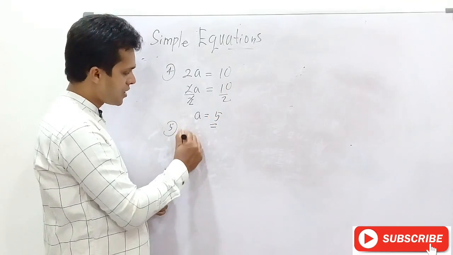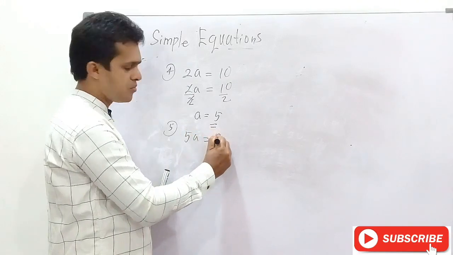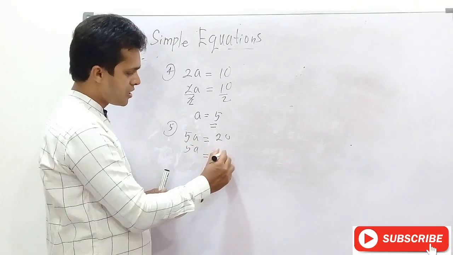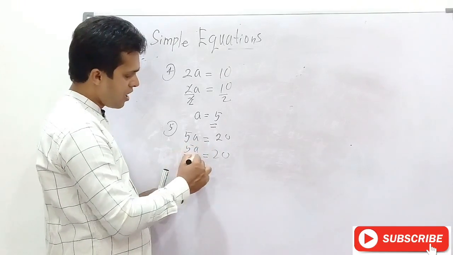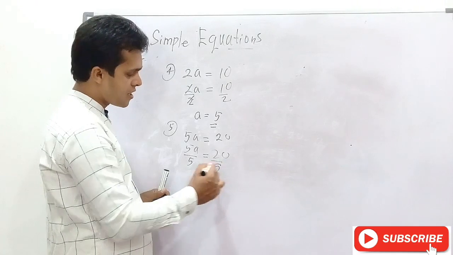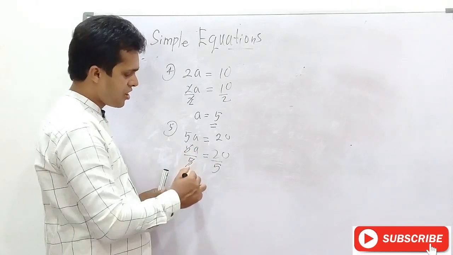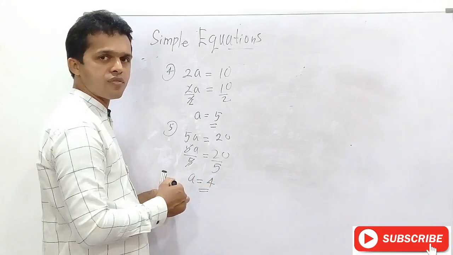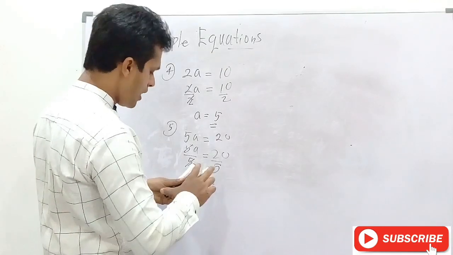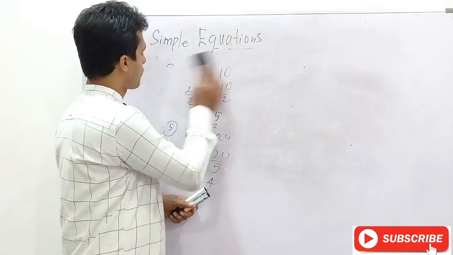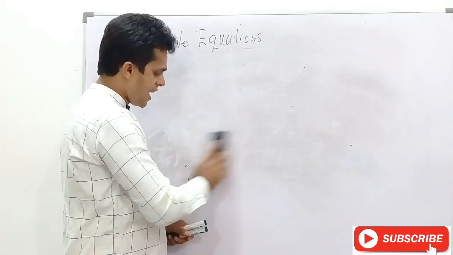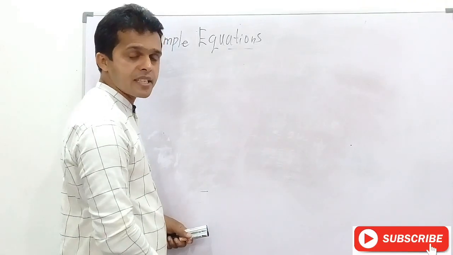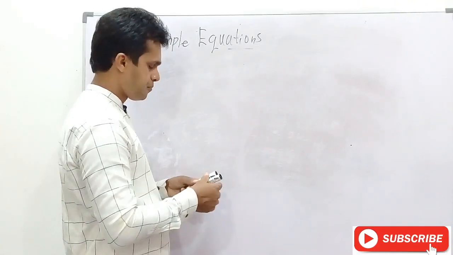Let's do this one. 5a equals 20. How can you find the value of a? Here you could see 5. Therefore both sides are divided by 5. Now 5 and 5 can be simplified. The value of a should be equal to 4. Now let's do this one. Understand that when it is multiplied, it should be divided.